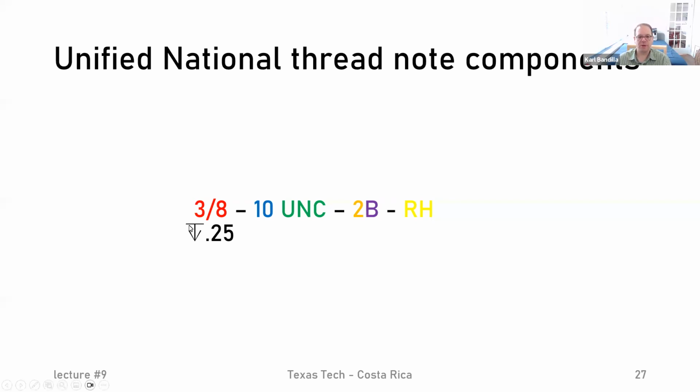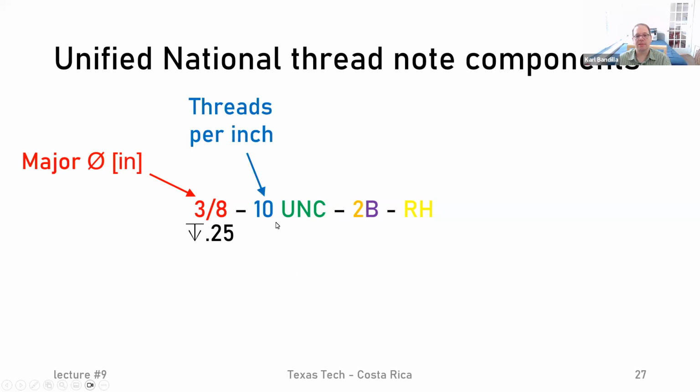The first part that we have is the major diameter, in this case in inches, 3/8. The next thing that we have is the threads per inch. So this is not the same as the pitch. It's basically 1 over the pitch, right? So how many threads do I have per inch? The bigger this number is, the finer my pitch is going to be because I have more threads per inch. The next one, UNC, is the thread series, right? Again, this would be the coarse one. UNF would be the fine one.